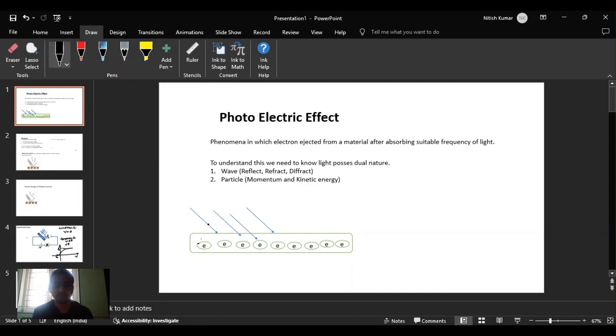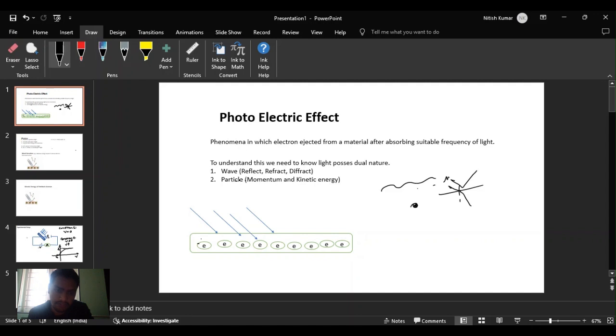To understand it, we need to first see the dual nature of light. In the dual nature of light, we have two natures: one is wave nature, and one is particle nature. In wave nature, we have seen reflection, refraction, and diffraction. In particle nature, we know the particle will have momentum and kinetic energy. So in the photoelectric effect, we use the particle nature of light.